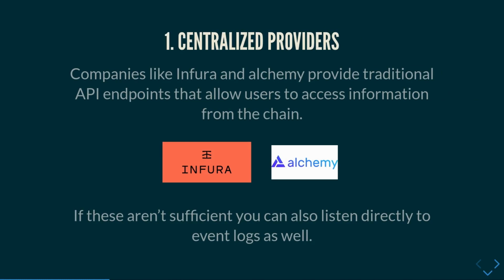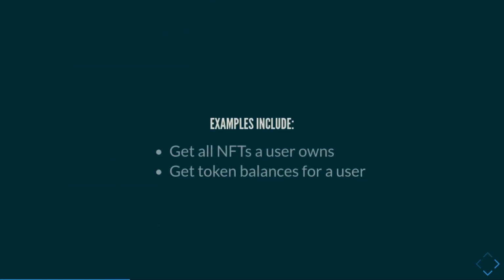But before we get to that, let's talk about centralized providers. Companies like Infura and Alchemy provide traditional API endpoints that allow users to access information from the chain. These are basically easy to use endpoints to do things that developers care about. The developer experience is pretty good with these things. I've used them, and I think a lot of people use them. Most people probably use them. If these aren't sufficient, they are ultimately, at the end of the day, providers, and so you can definitely use them to just listen to event logs as well.